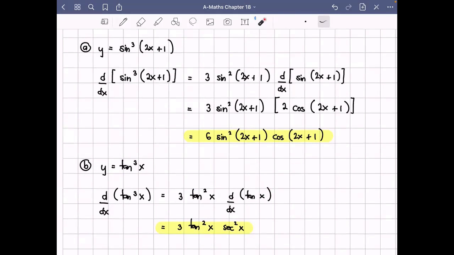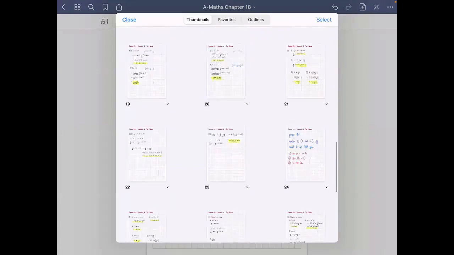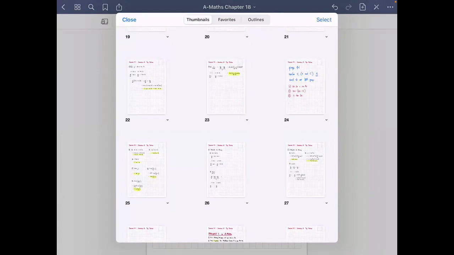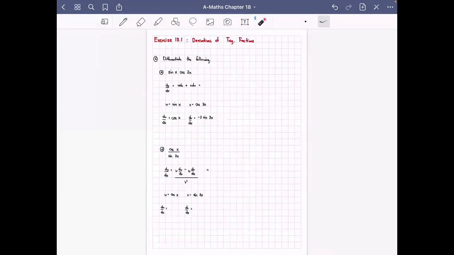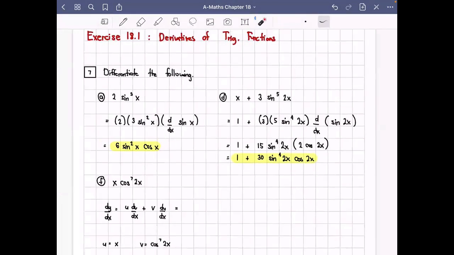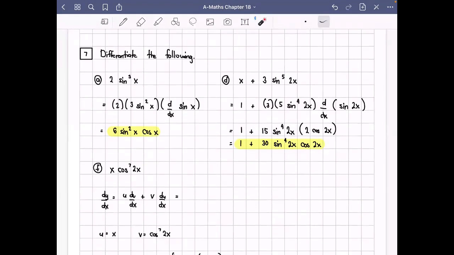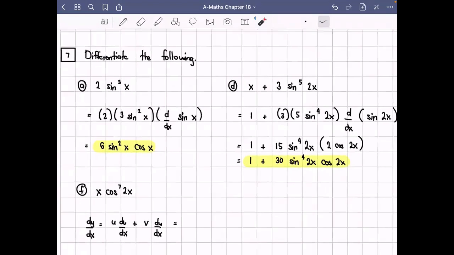Okay, so let's have maybe some examples. Can you guys please go to page 402? 402. Okay. All right. So these are maybe my last 3 examples. Okay. All right. So let's have letter A and number 7.